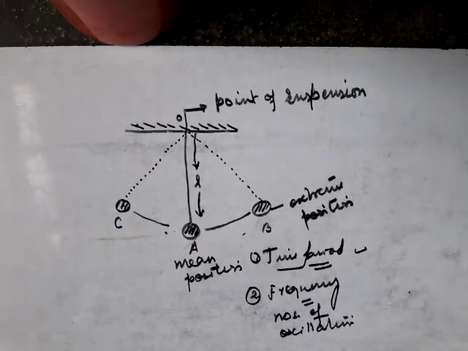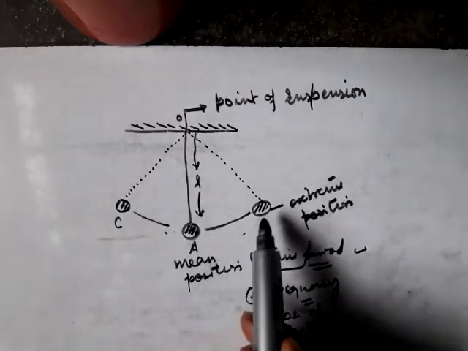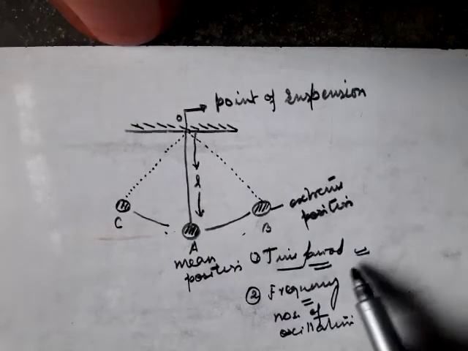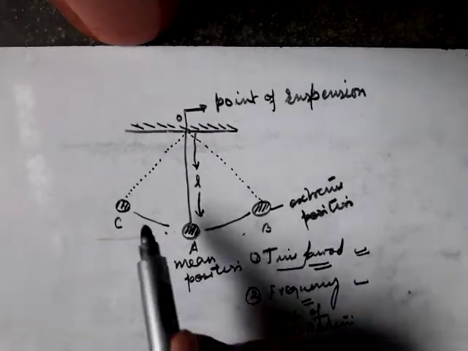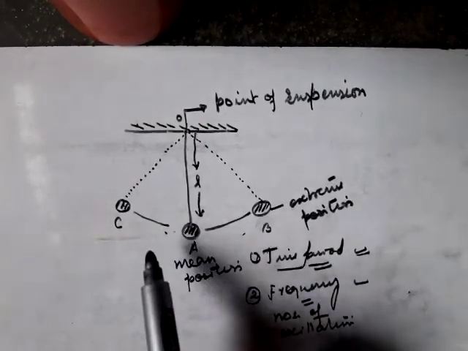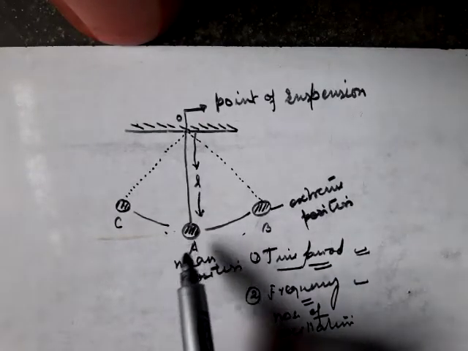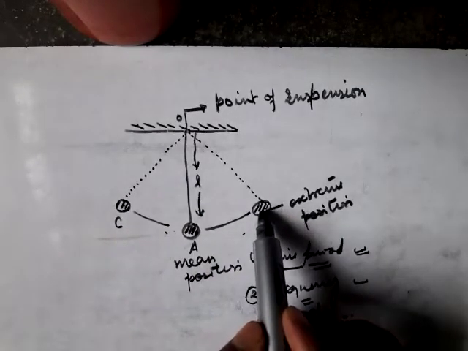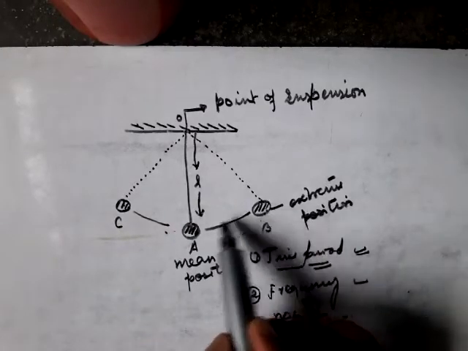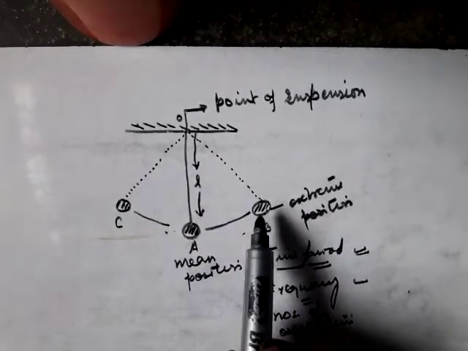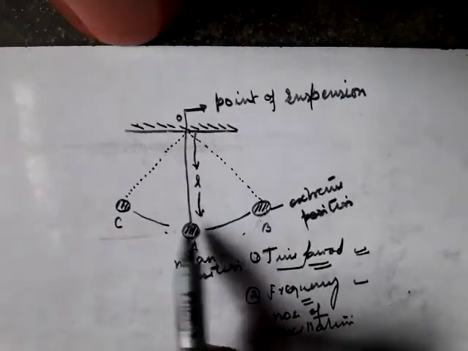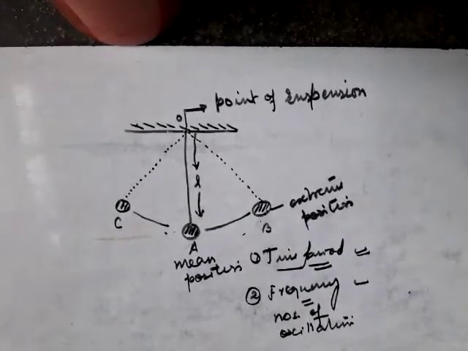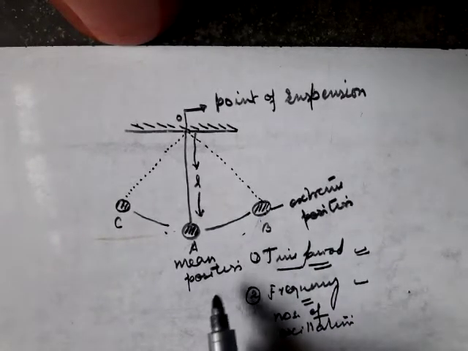So how do we define the time period? The time period is the total time taken by the simple pendulum to complete one complete oscillation. And frequency is the total number of oscillations in 1 second. From here it comes to this place, 1, again it swings and comes to this place, 2. Like this, the total number of oscillations completed by the simple pendulum is called the frequency.